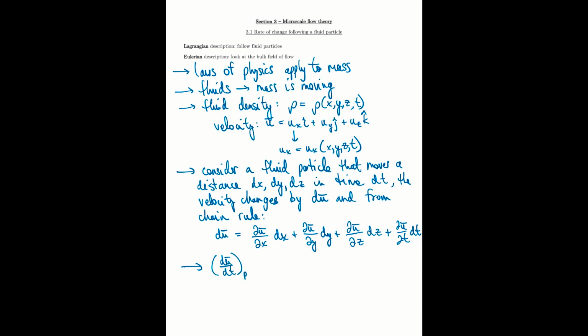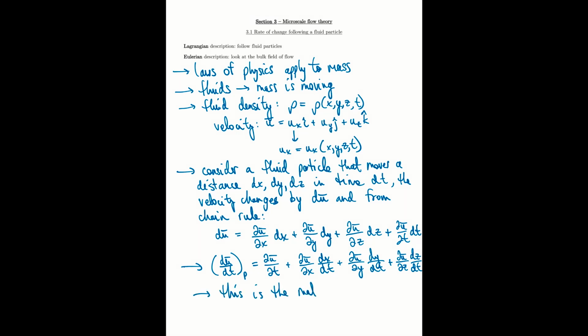I'll put P for a particle, right? We're considering a fluid particle that moves. Okay, and then I'm just rearranging this, right? So I've just taken the dt and divided everything out by this dt. Okay, now we may have already learned this, depending how in-depth your fluid mechanics class was at the undergrad level, but this is the material derivative.